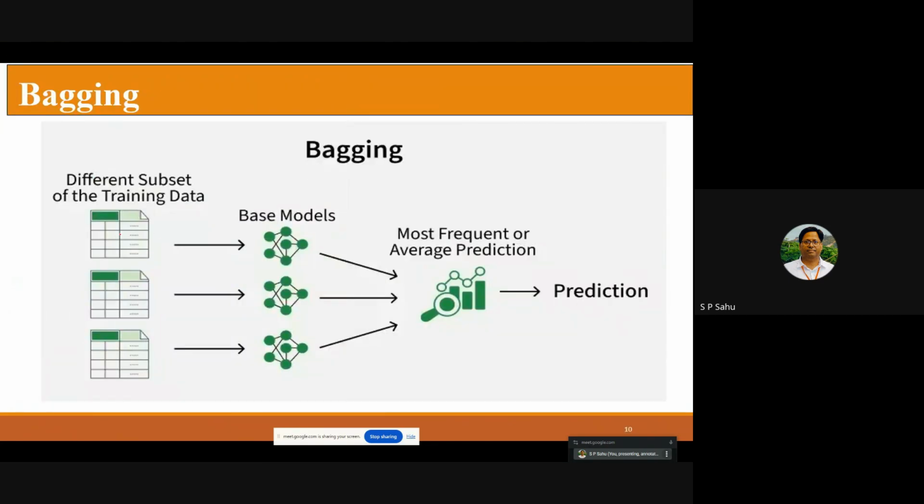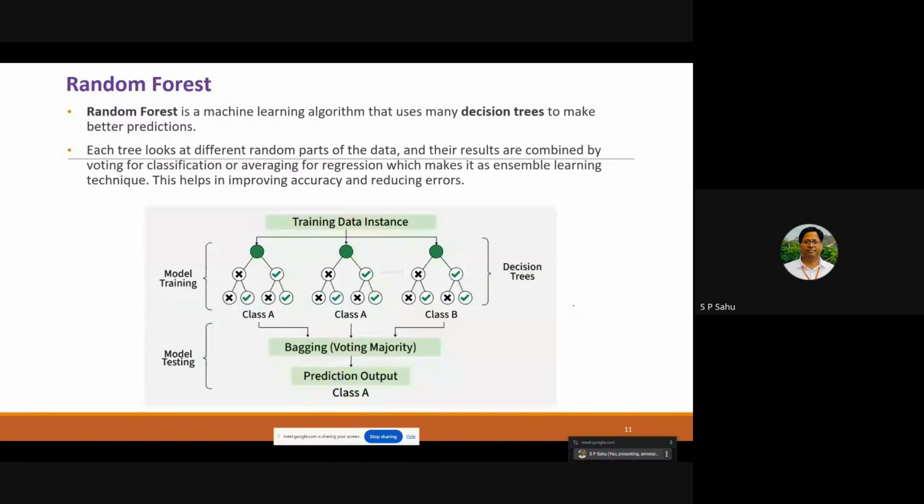So here is the illustration: different subsets of training data, 1, 2, and 3, and base learners or base models are there, and the most frequent or average prediction for regression and majority voting for classification gives the final prediction. Here we are just taking the example of random forest. Random forest is based on homogeneous type of data, and it is a group of many decision trees. I think you are already aware of decision trees from your previous classes.